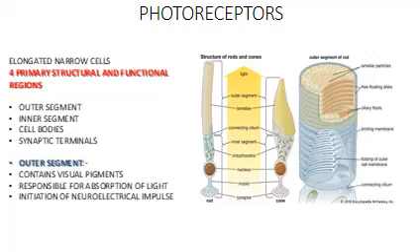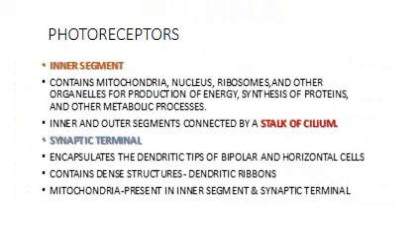The outer segment in both contains the visual pigments and is responsible for absorption of light and initiation of neuroelectrical impulses. Now the inner segment is the one which contains the cell bodies like mitochondria, nucleus, ribosomes and other organelles for production of energy, synthesis of proteins and other metabolic processes. The inner and the outer segments are connected by a stalk of cilium.